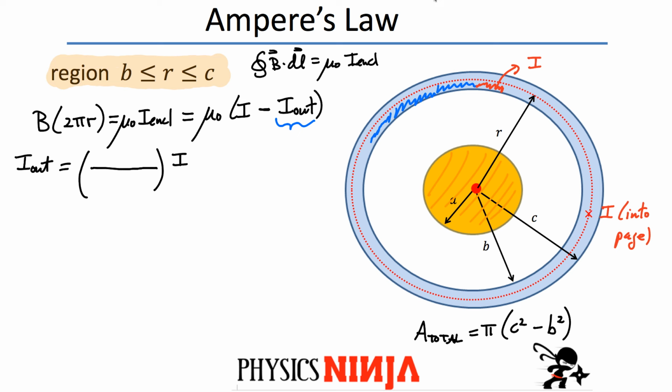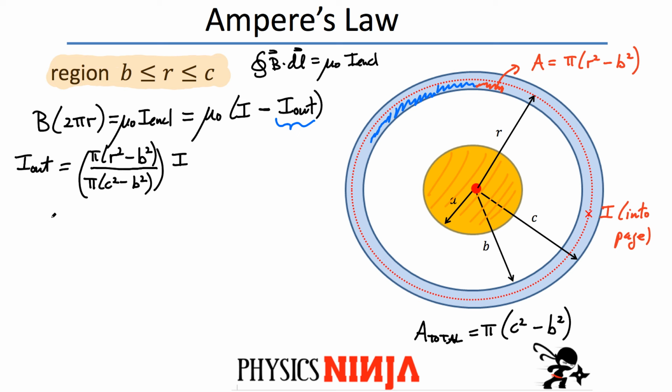The area in this section, again, is pi, and it's going to be r squared minus b squared. Now we substitute that in our expression over here. So the current enclosed is going to be pi c squared minus b squared over pi r squared minus b squared.